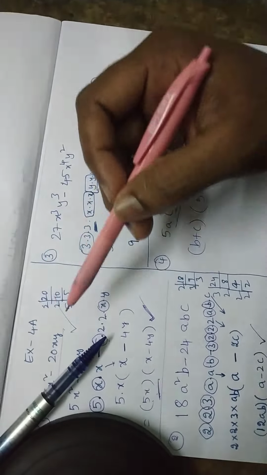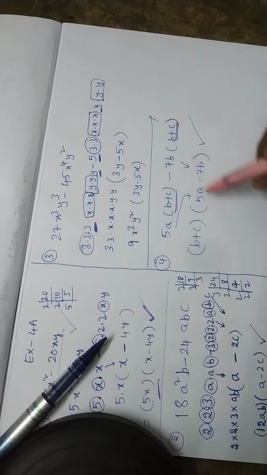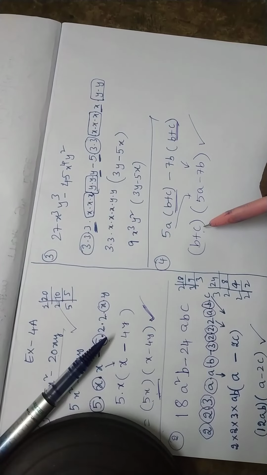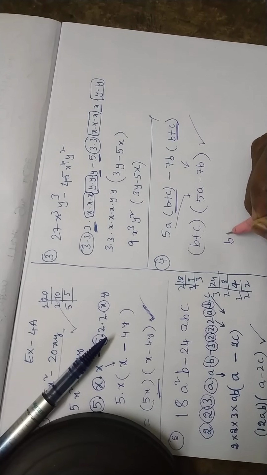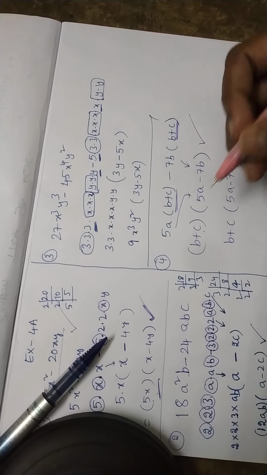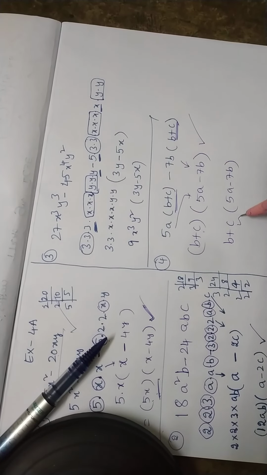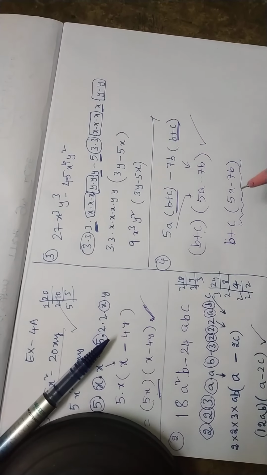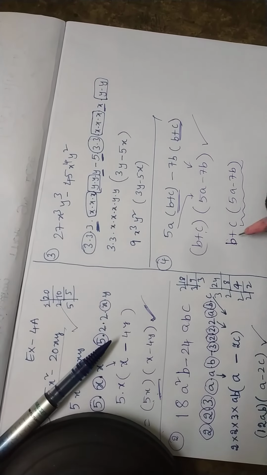What is that? Keep brackets. So that bracket is here. This is very important. What happens if you don't keep brackets? So 5a minus 7b. Your complete answer will be changed. It means that c into this everything. So you are neglecting b here. That is the problem. So don't forget to keep the brackets.